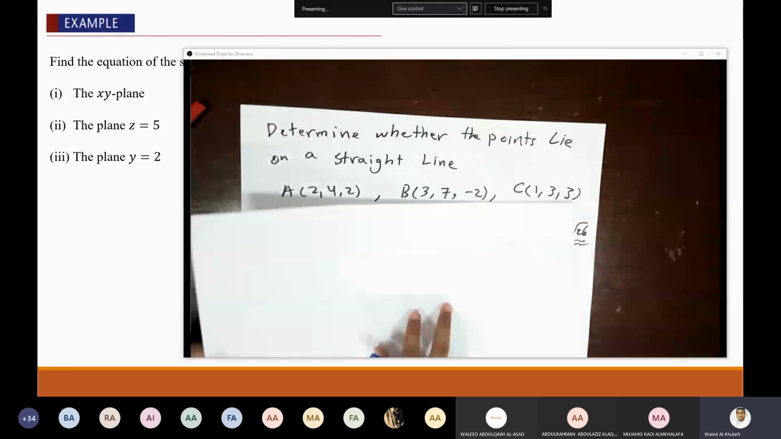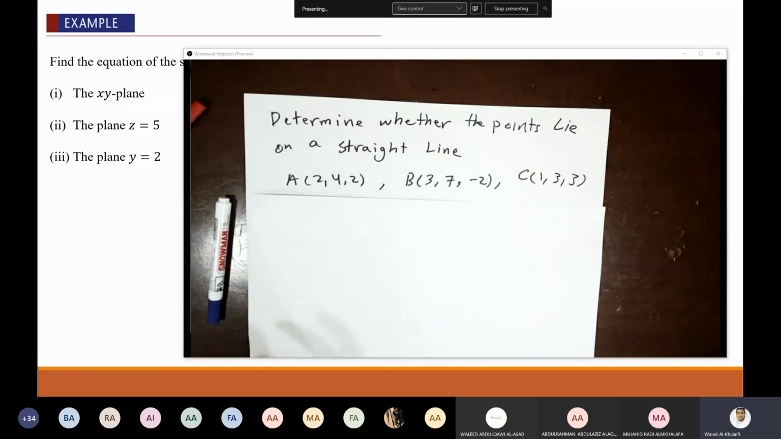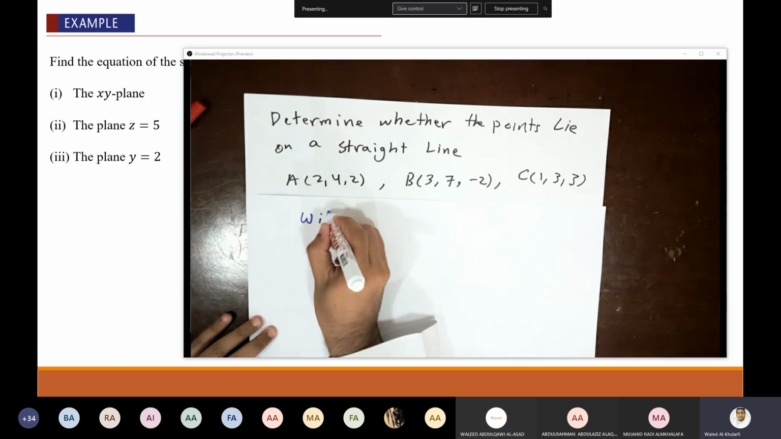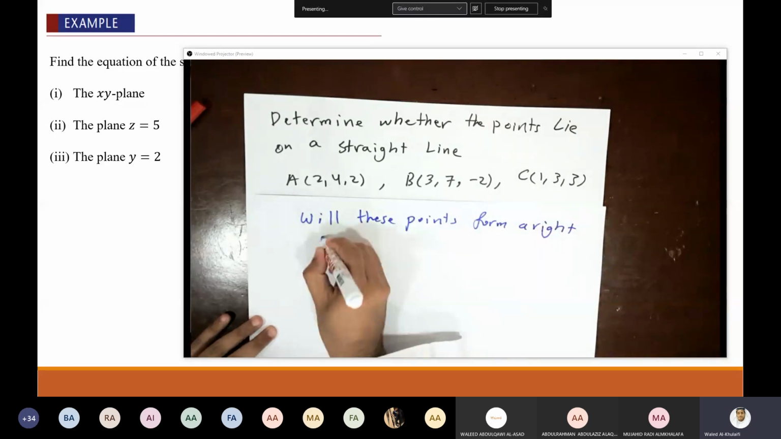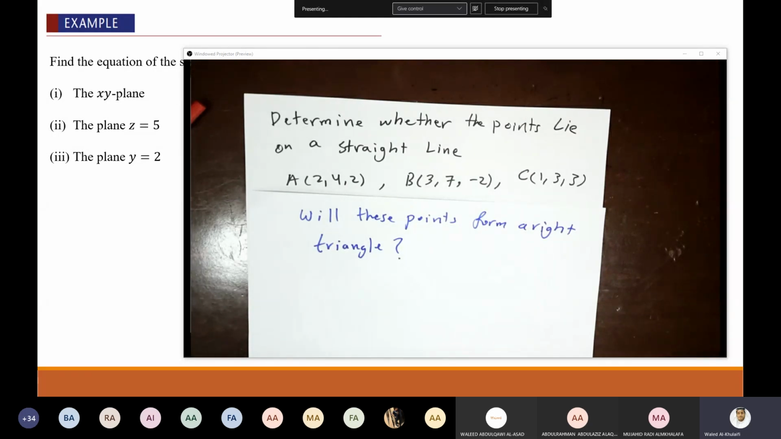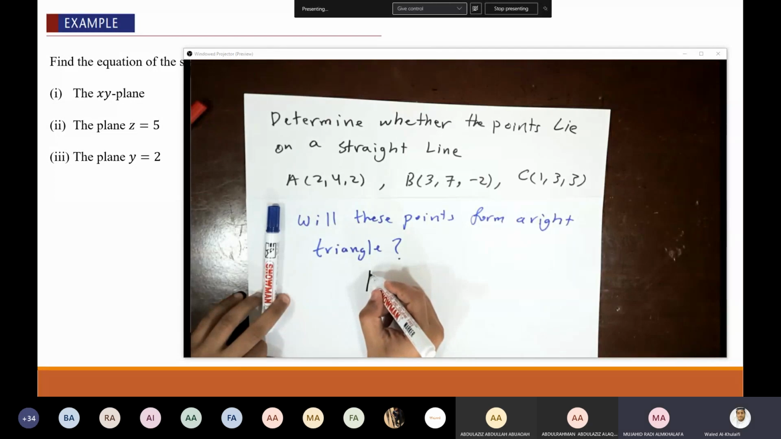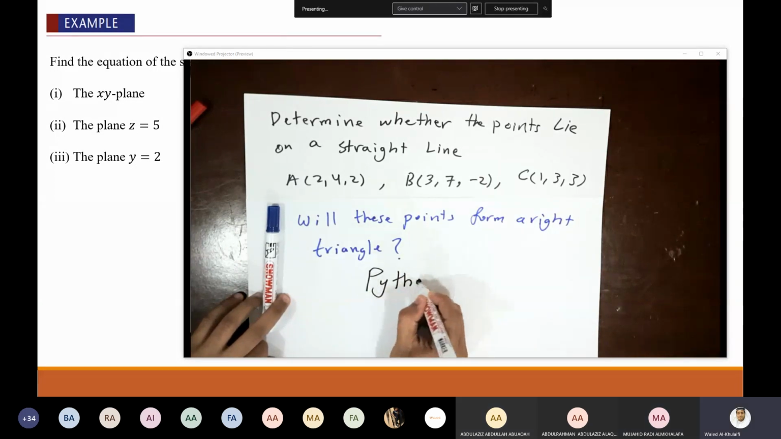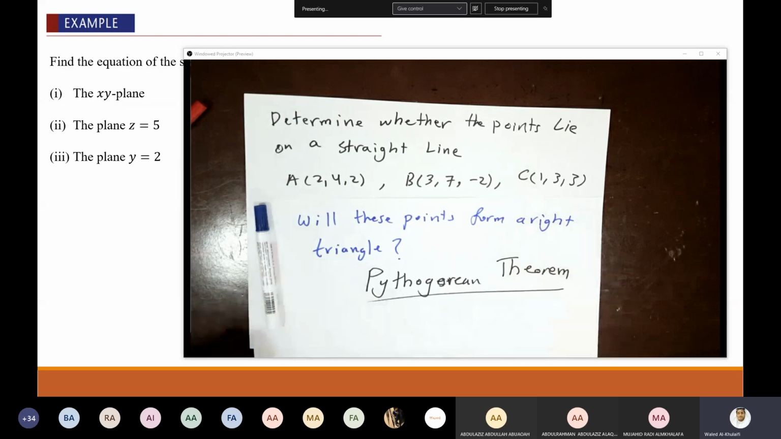Okay Shabab, last question before we close. If he gave you 3 points and he asked you, are these points vertices of a triangle, or will these points form a right triangle or not? How do I know that it forms a right triangle? The sum of the lengths of any two sides is longer than the third. Give me the password. Pythagorean theorem. Pythagorean, something like this. Okay, I forgot even the spelling. Pythagorean theorem. Okay.